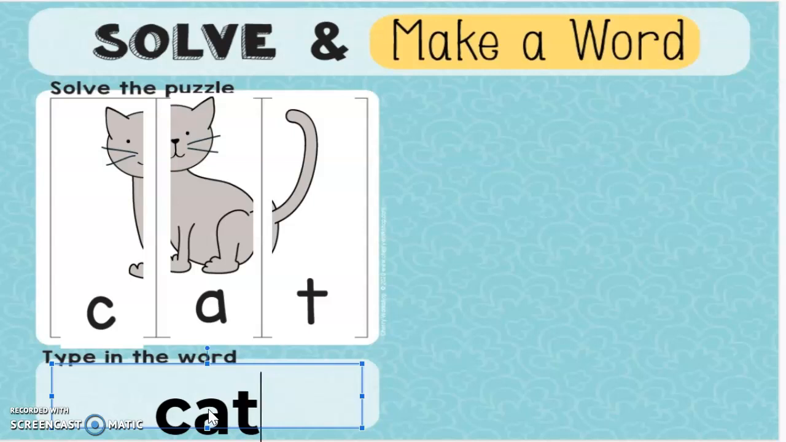So again, you're going to solve the puzzle. So look at the picture, figure out what it is. Then you're going to roller coaster your word to hear which sounds come first. You're going to drag them to build the word. And then as an extra option, if you want to, you can type in the word.